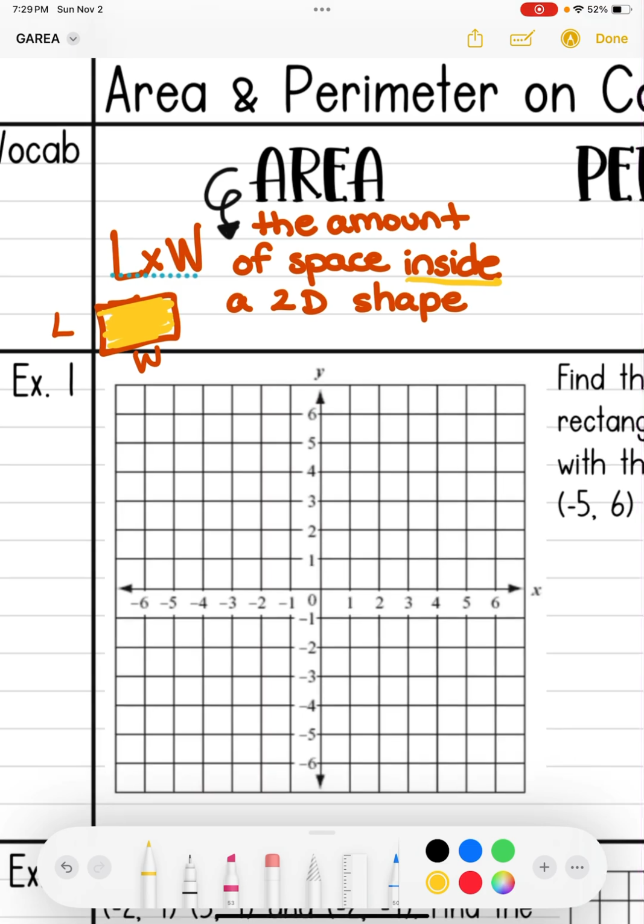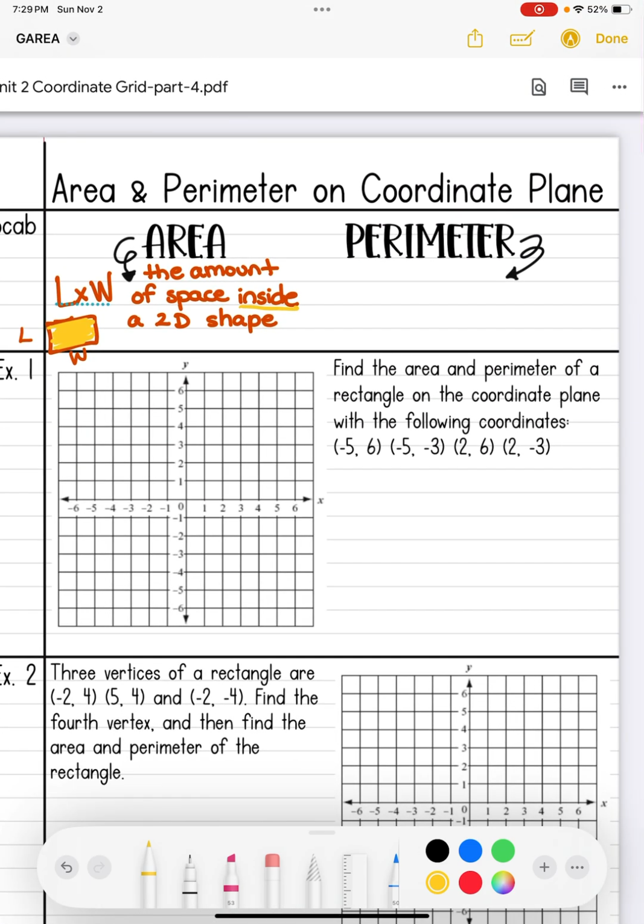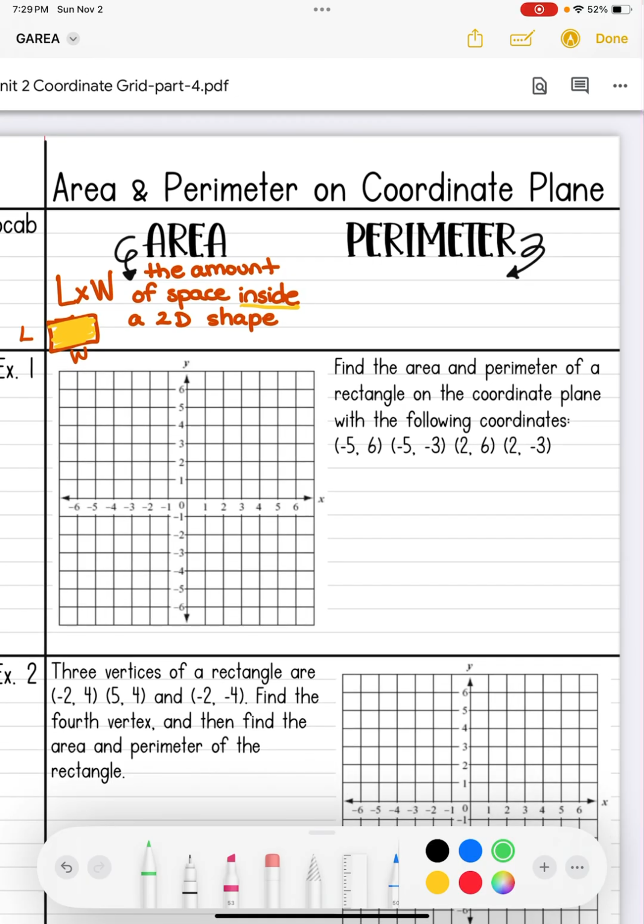is your area. Okay, now let's take a look at the next vocabulary word here, perimeter. Perimeter would be, so I have a shape right here, or a yard, actually. Here's the fence. The fence is your perimeter. So not the area on the inside, but rather the outside.